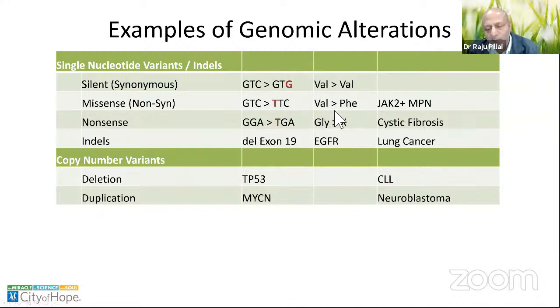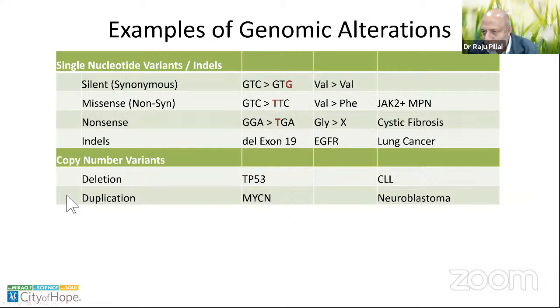So this is an example of the V617F mutation, the JAK2 mutation that we see in ET and myelofibrosis. There are nonsense mutations, where a letter change leads to the protein being truncated and stopped. That's what happens a lot in cystic fibrosis. Then there can be indel mutations, which means more than 2 or 3 base pairs were deleted, which happens in EGFR in lung cancer. And then there are copy number variations: TP53 loss, important in CLL, and MYC duplication, important in neuroblastoma.